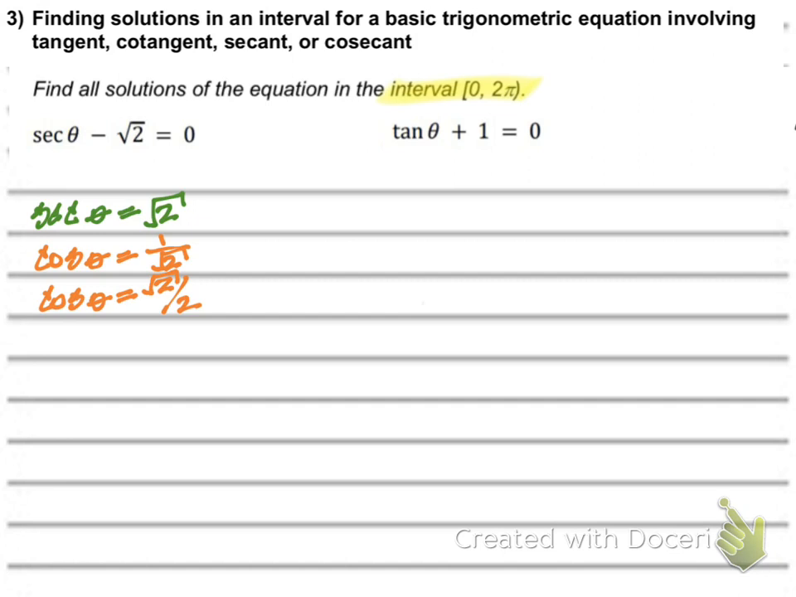Cosine is positive in quadrant 1 and quadrant 4 on that right-hand side. And my x-coordinate is root 2 over 2 for my family of over 4s. So my theta in my over 4 in quadrant 1 is pi over 4. And my over 4 in quadrant 4 is 7 pi over 4. You okay?